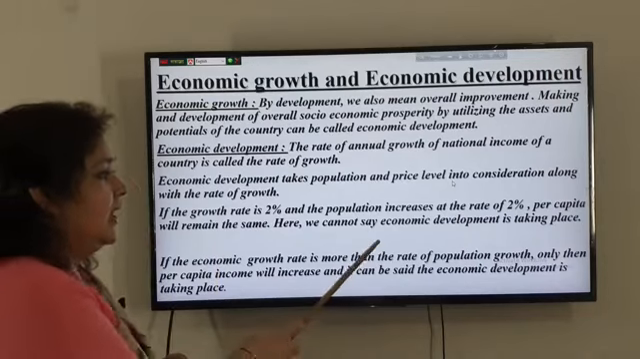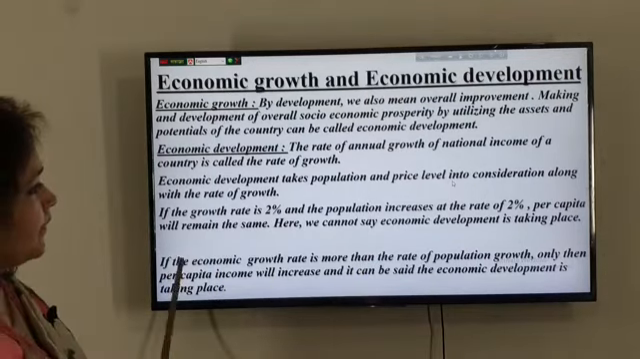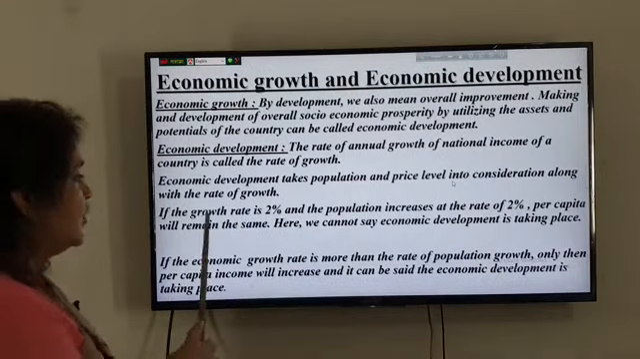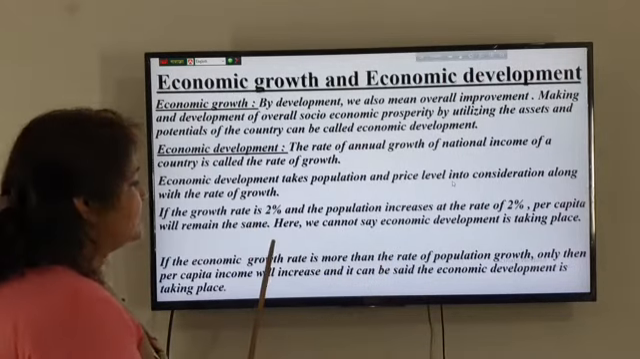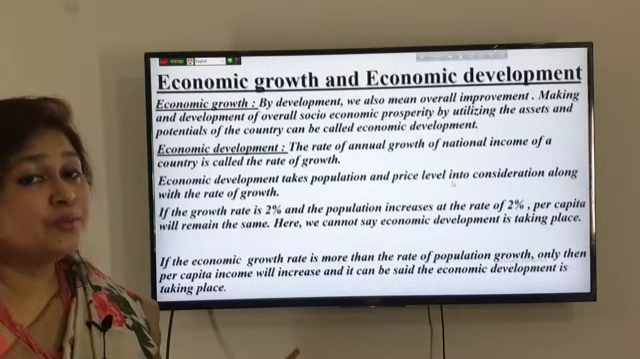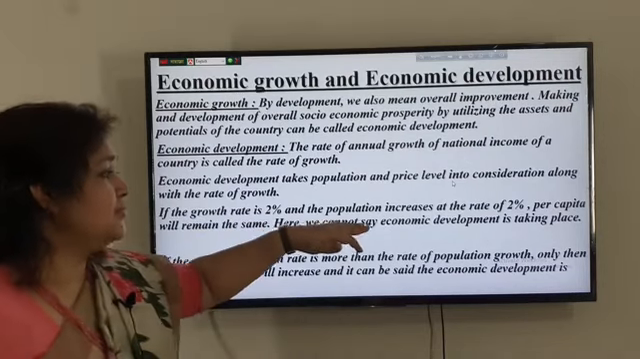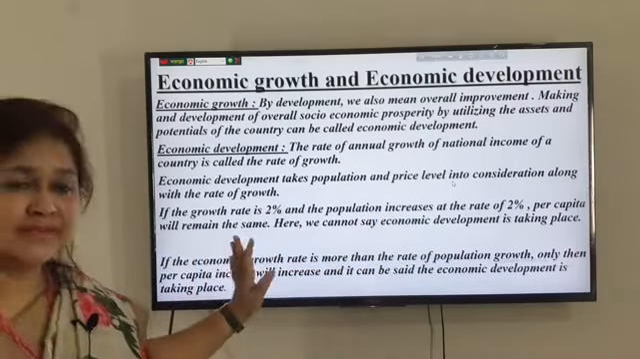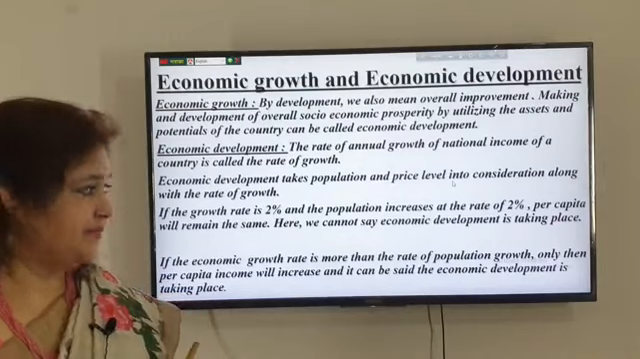The per capita income will be the same, because the growth rate and population growth rate are the same. So per capita income will be the same here. So we cannot say economic development is taking place, because the growth rate and population growth rate are the same. So per capita income is the same. So economic development is not taking place.